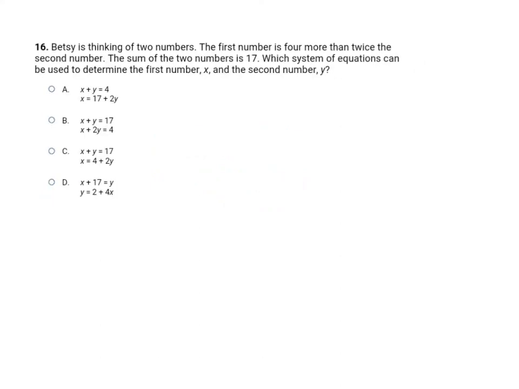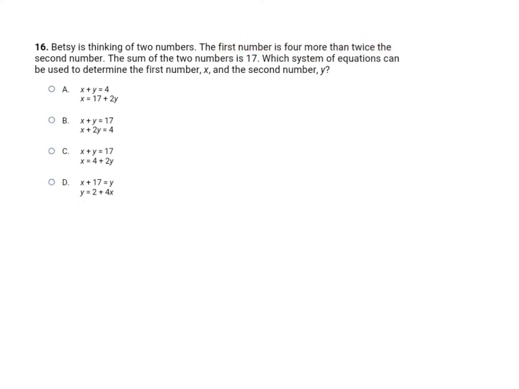Okay, this problem reads, Betsy is thinking of two numbers. The first number is 4 more than twice the second number, and the sum of the two numbers is 17. Which system of equations can be used to determine the first number, x, and the second number, y? So we're just going to translate these, but every time we see first number, we're going to write an x, and every time we see the word second number, we're going to write a y.